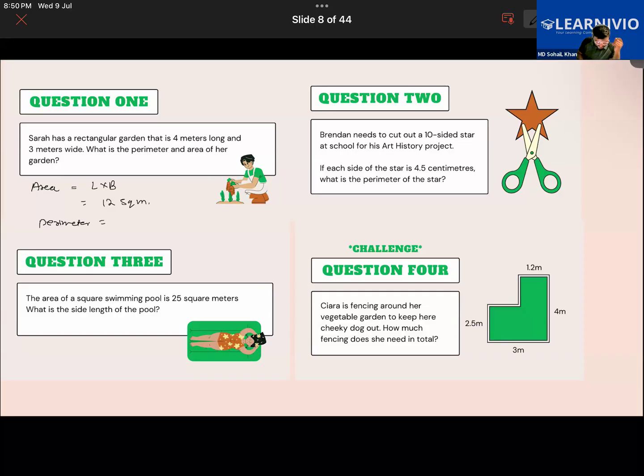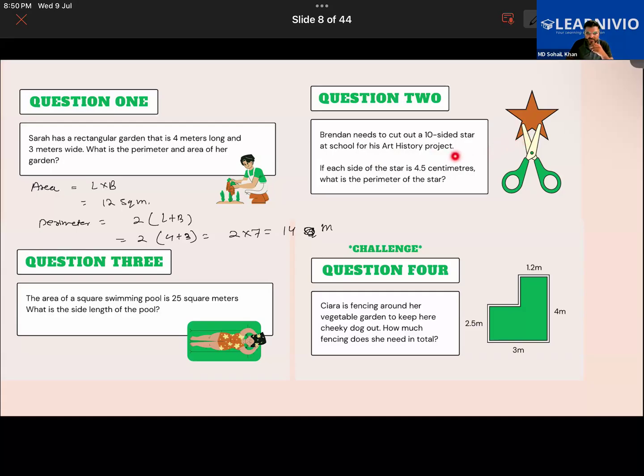Since it is a rectangle, the formula is 2 times (length plus breadth), right? So that's got to be 2 times (4 plus 3), and hence 2 multiplied by 7, that will be 14 meter only. Since it's perimeter, no need to write 14 square. 14 meters only.